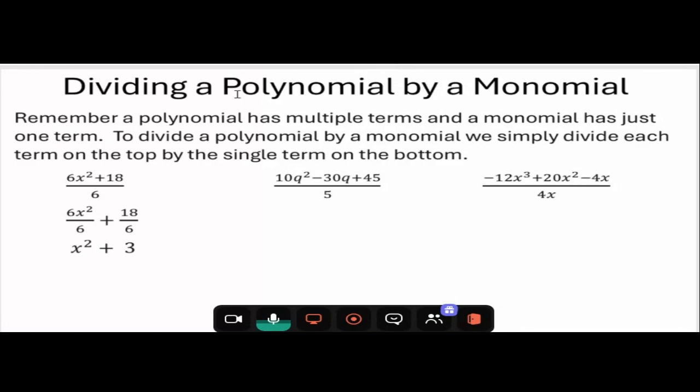Same thing. We've got 3 terms on the top. So we're going to separate out all 3 terms and divide them by 5 separately. Give you a minute to try that.